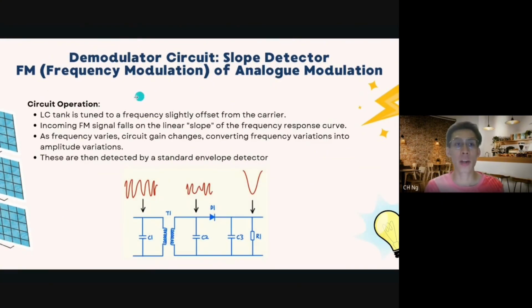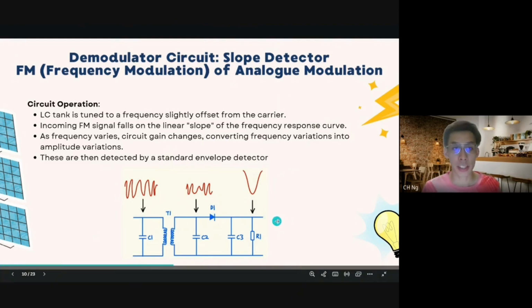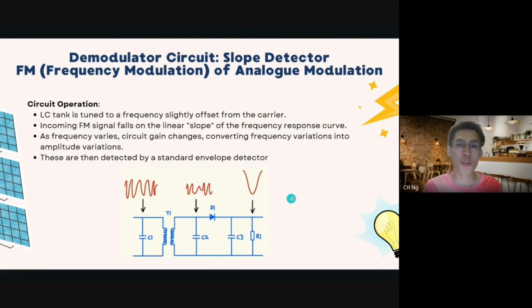Next, the demodulator circuit of FM, which is the slope detector. So as you can see from this circuit diagram, the LC tank is tuned to a frequency slightly offset from the carrier.